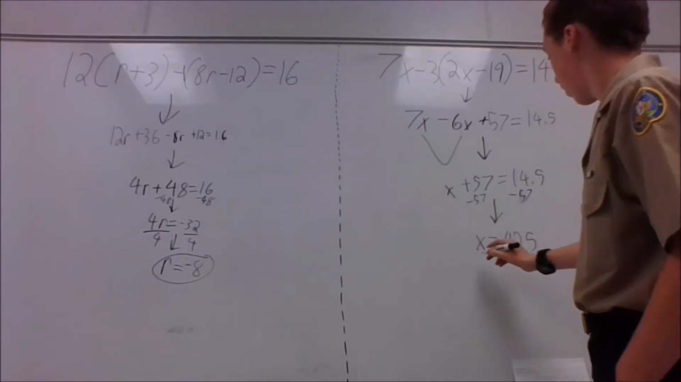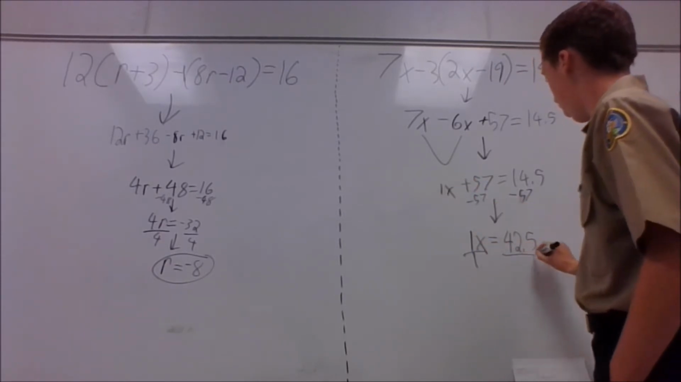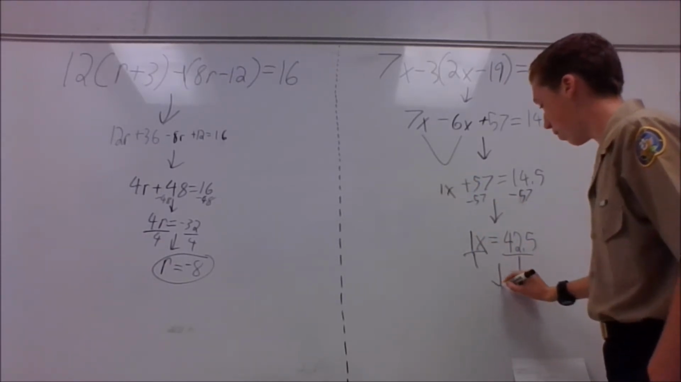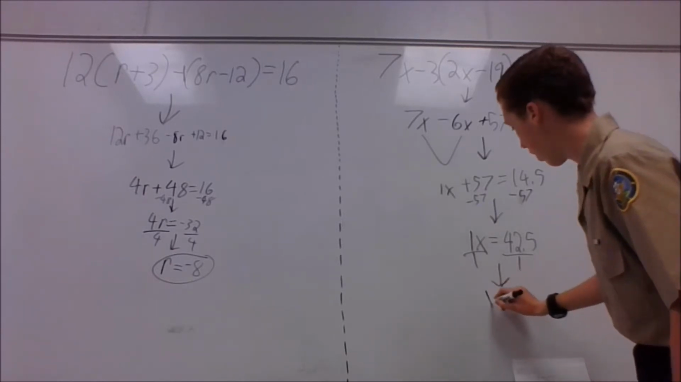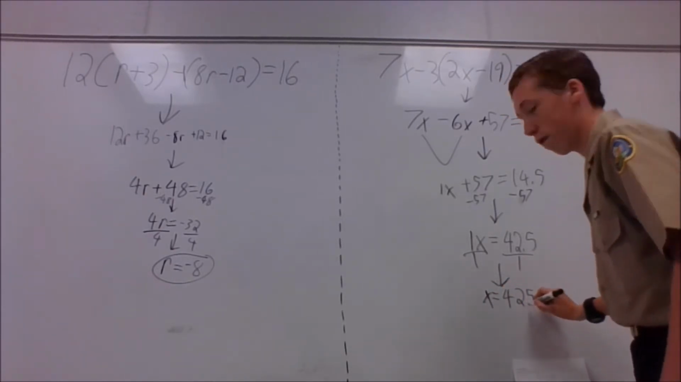Yes, it is. Now, since we do have that 1, we divide by 1, divide by 1, just in case you want to be really serious out there. X does equal 42.5.